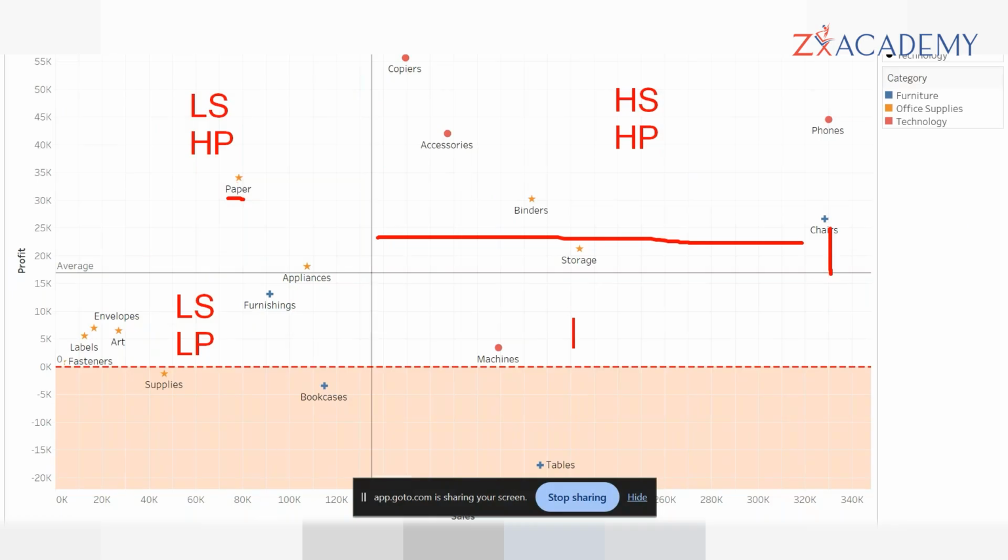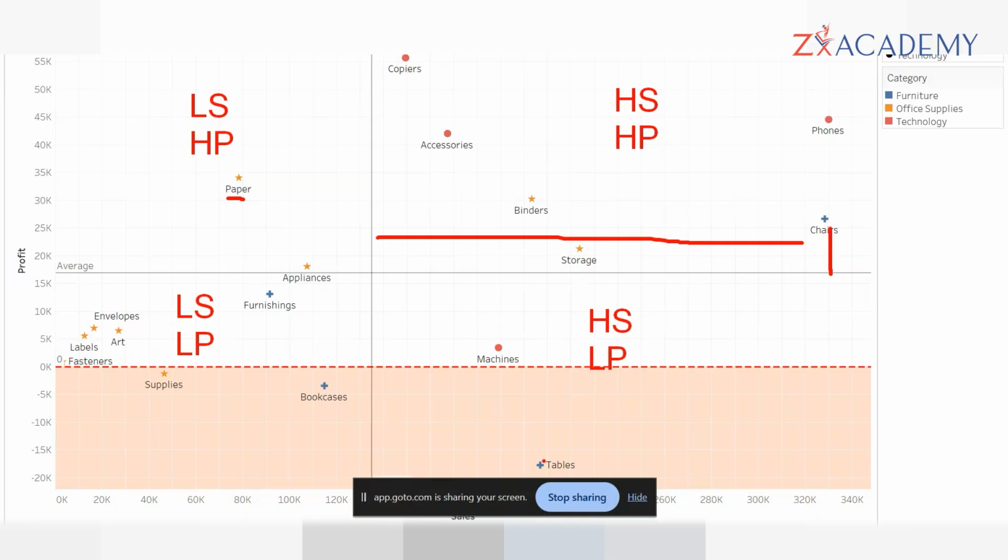And this, the last quadrant over here, this one is, the sales are very high, but the profit is low. Okay, so we see that machines, the sales are about 2 lakh, almost close to 2 lakhs, 1 lakh 90,000, and the profit is just around 3,000.